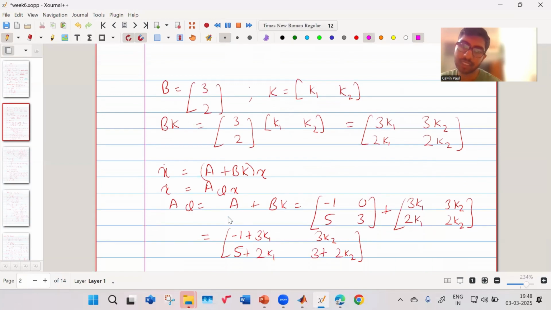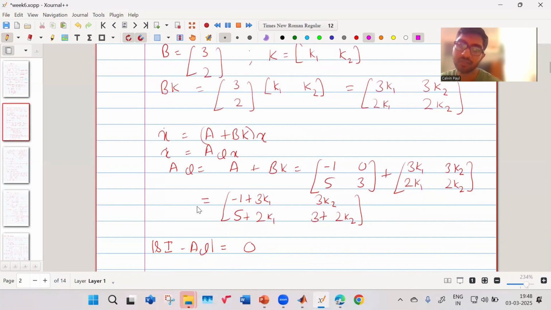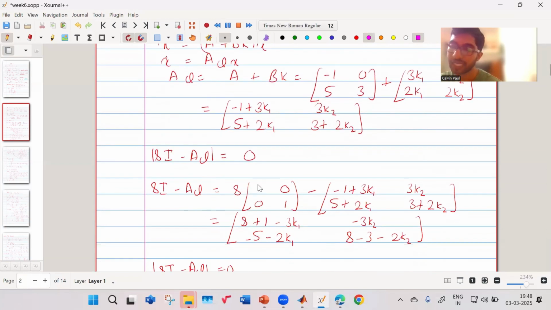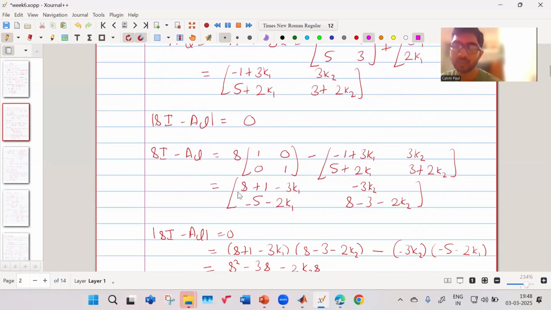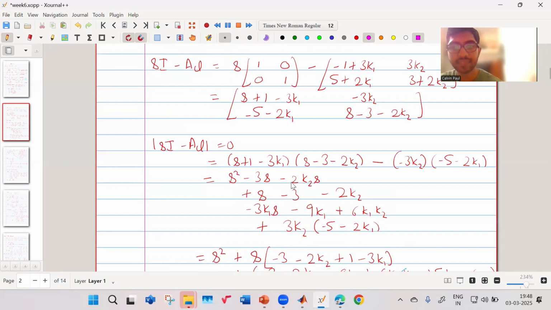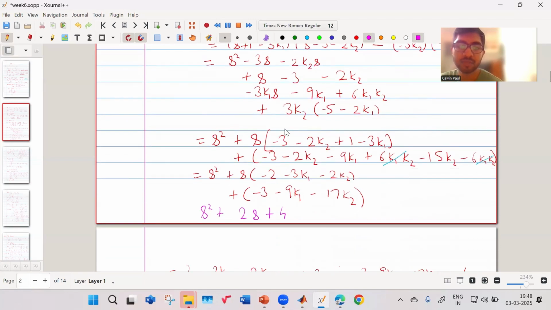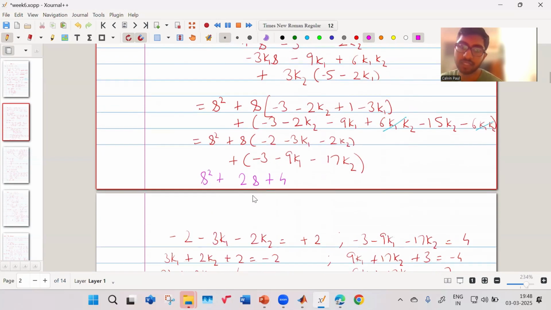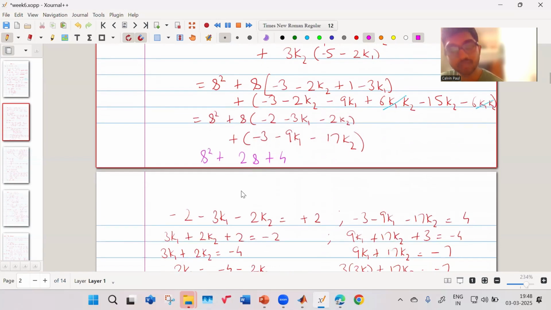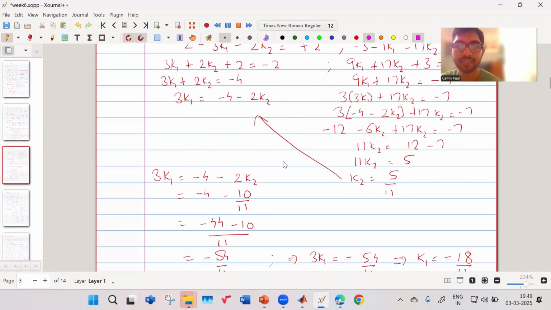Now I have to find the determinant of sI minus A closed loop. I compute that matrix, equate it to 0, and expand this. Then I get it in terms of s square plus s and the constant term. Once I get that, I equate it with the original desired characteristic polynomial, my design equation. In that case I will get the values of K1 and K2. Both these values will be found through this method.